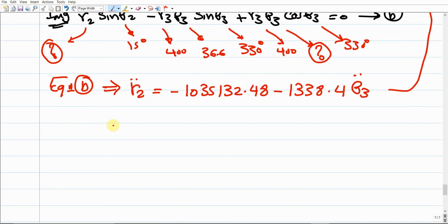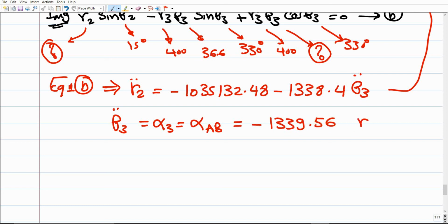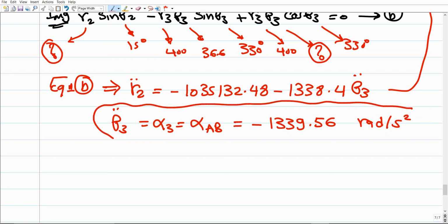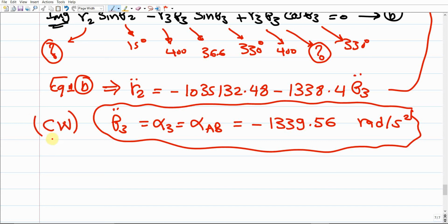This is going to give us theta 3 double dot at the end, which is alpha 3, the alpha AB for length EB. We're going to get it as negative 1339.56 radian per second square. Why radian per second square? Because it is acceleration. What does it mean that it is negative? It means that the correct direction of this angular acceleration is clockwise, and it rotates in the clockwise direction. What is alpha AB? This is the angular acceleration of the length AB, and this is one of the requirements.